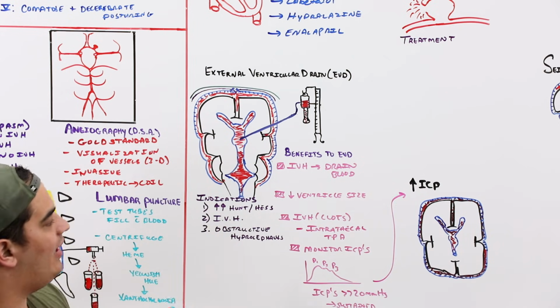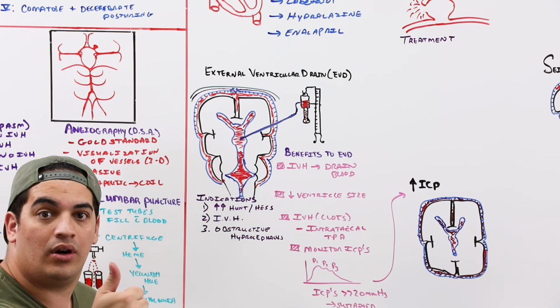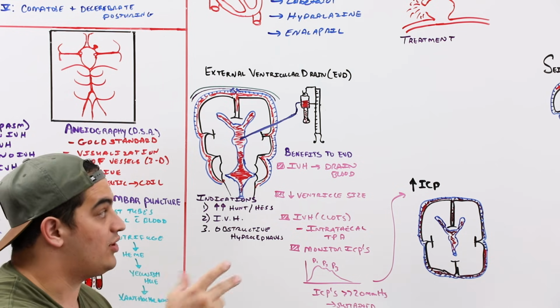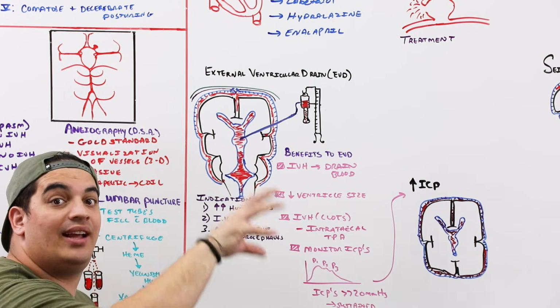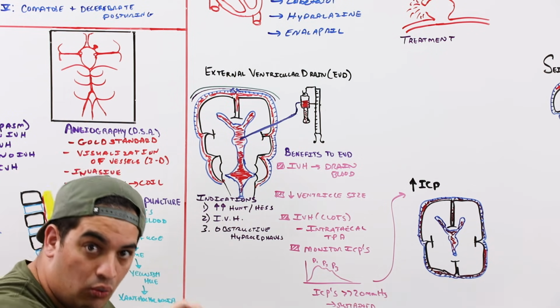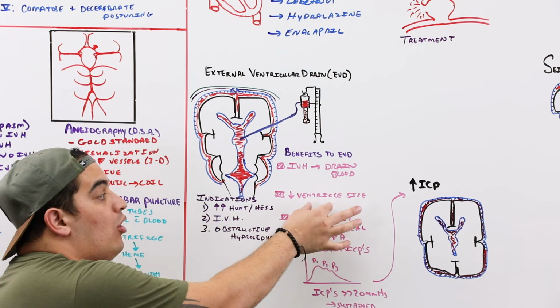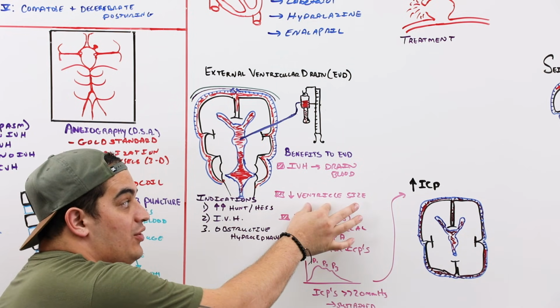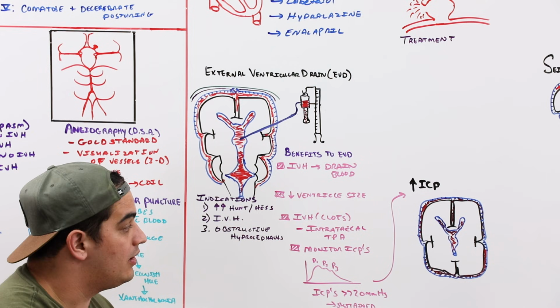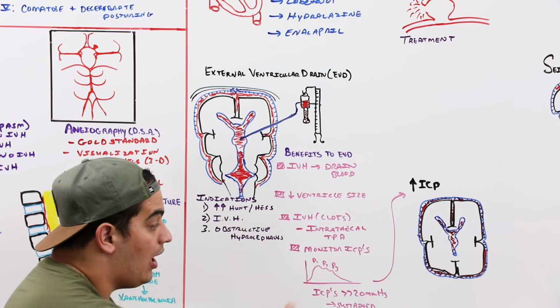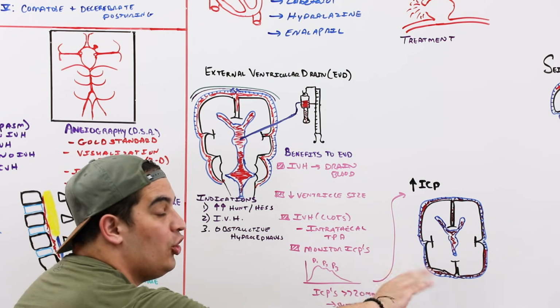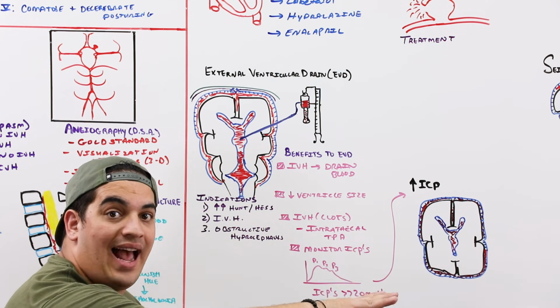So big things to think about. Indications for an EVD: high Hunt-Hess score, IVH, hydrocephalus. Why? It drains the blood. If the blood's clotting, give them intrathecal TPA to help break up that clot and reestablish the drainage. Pull off CSF so that you can decrease the ventricle size, decreasing the hydrocephalus, and monitor their ICPs, because if their ICPs are rising acutely above this number and staying sustained, we can give medications to treat that.